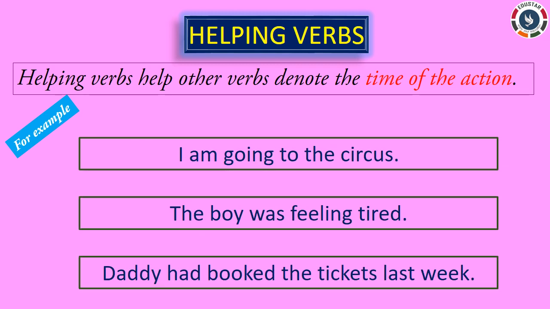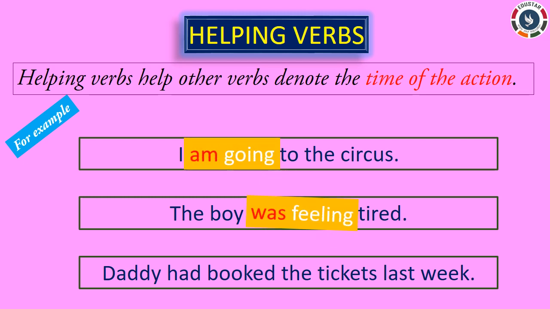From these above sentences, we can see that each of these sentences has a main verb and a helping verb. The two verbs work together to complete the meaning of the sentence and denote the time of the action.